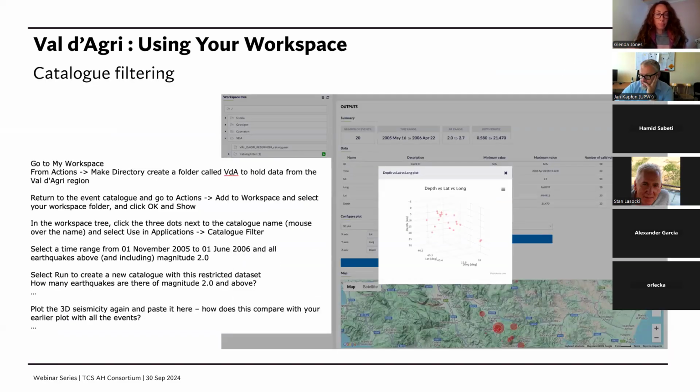We then move on to some of the processing applications within the workspace. So we take the students through how to set up a workspace, how to add various data sets and applications to that workspace, and start off with a simple filtering of the catalogue just to look at the earthquakes above magnitude 2, and indeed visualize the hypocenters in 3 dimensions using the 3D seismicity plot.